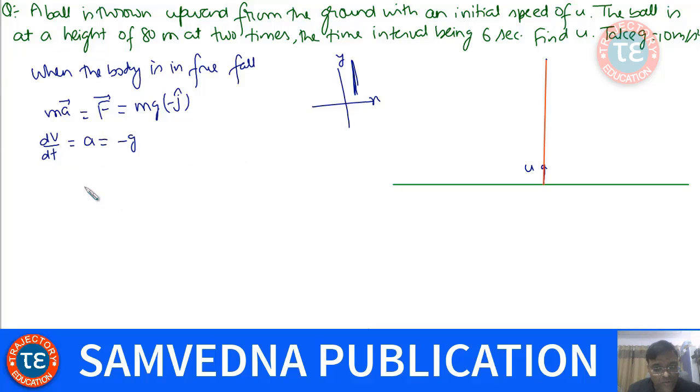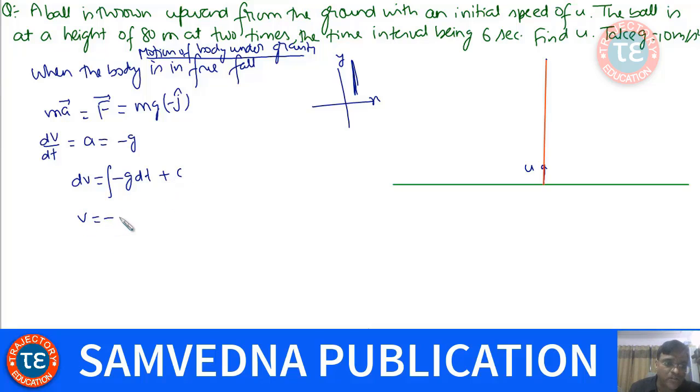I did it in the last question also, but I'll just do it once for all so that you can use it in these kind of questions. This is the motion of a body under gravity. So v is going to be, just integrate it. Let me do it step by step. This is minus g dt plus some constant, right?